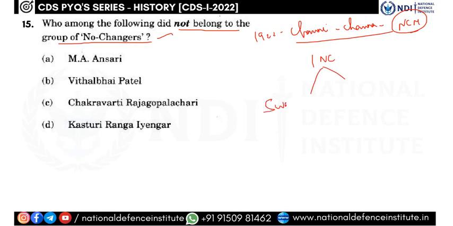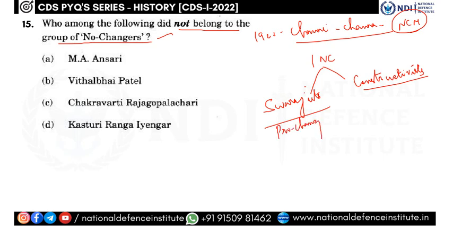Because of that, within the INC, ideological differences started to come again. What is this ideological difference? Swarajist and constructivist. The Swarajists are also called pro-changers. These constructivists are called no changers. Pro-changers, no changers. Simple. Swarajists are pro-changers who support change.